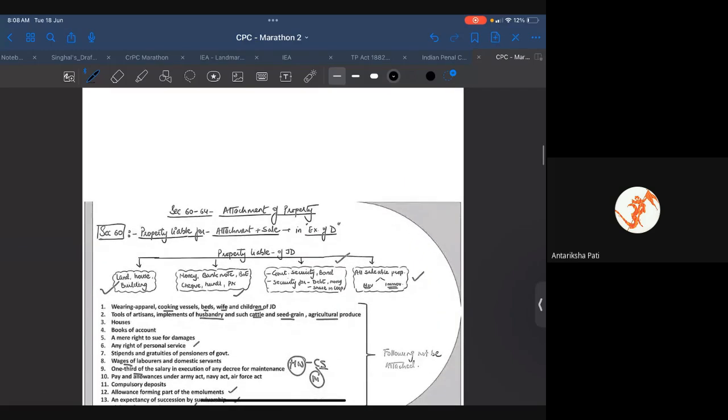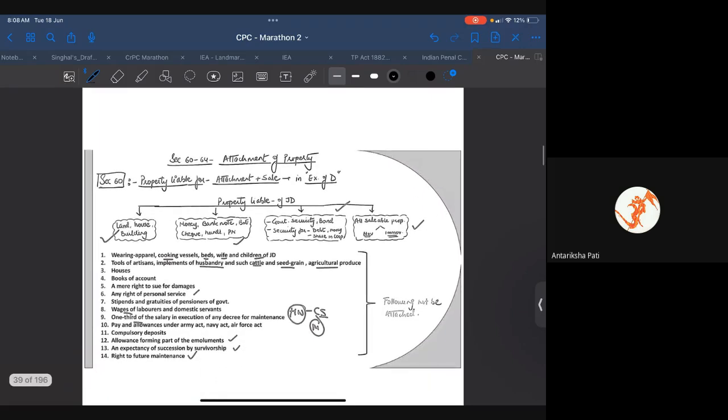Sections 60 to 64 deal with attachment of property. It says if there is property liable for attachment or sale in execution of a decree, then how will it be done? These things can be attached: land, house, building, money, bank note, bill of exchange, cheque, hundi, promissory note, government security bond, security for debt, money, share in corporation. Okay, all sellable properties, movable and immovable, all of these can be attached.